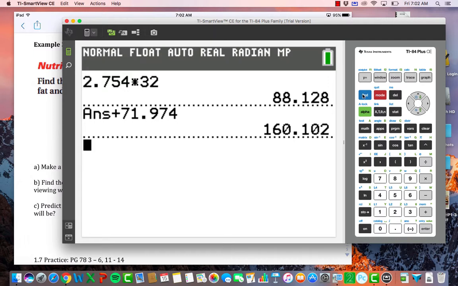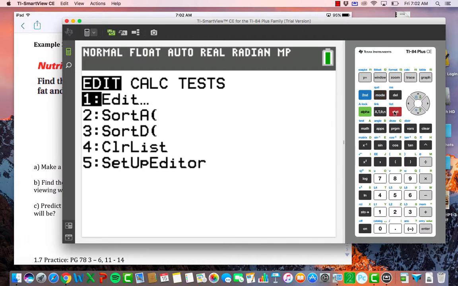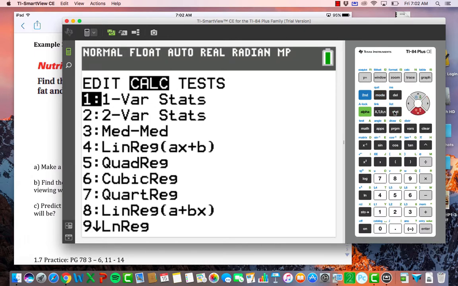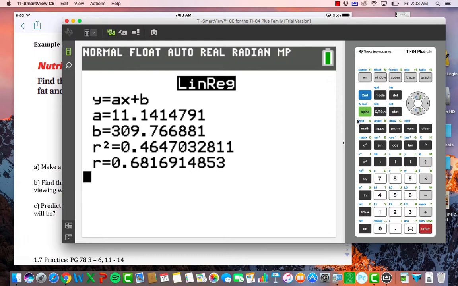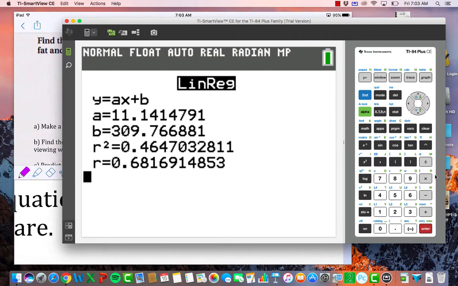I'm going to go to the linear regression part, which is stat, go over to calculate and down to linear regression, number 4, hit it, yes, yes, done. Okay, so as I said, we have a correlation coefficient of 0.68. That's okay, it's not the strongest, but it still means that there's a little bit of a positive correlation.